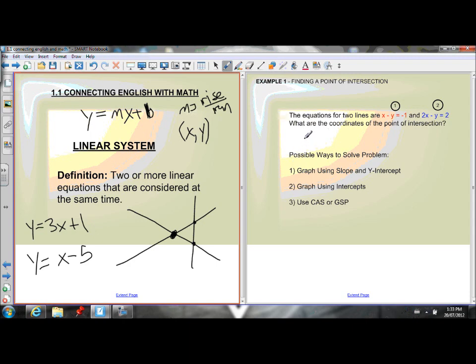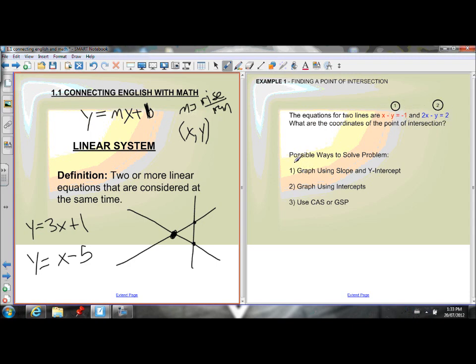So finding a point of intersection. The equations for two lines are x minus y equals -1 and 2x minus y equals 2. Those are my two linear equations. What are the coordinates of the point of intersection? So we want to find the point of intersection of this linear system because we're going to consider these two lines at the same time.